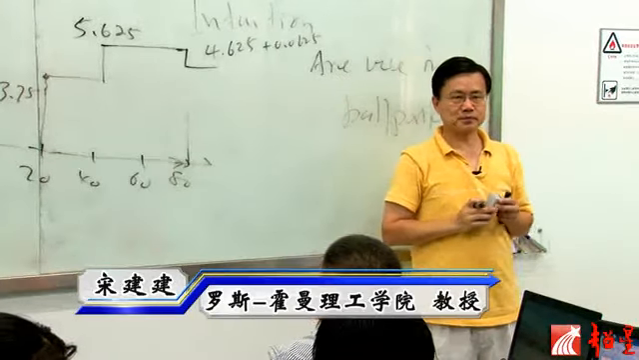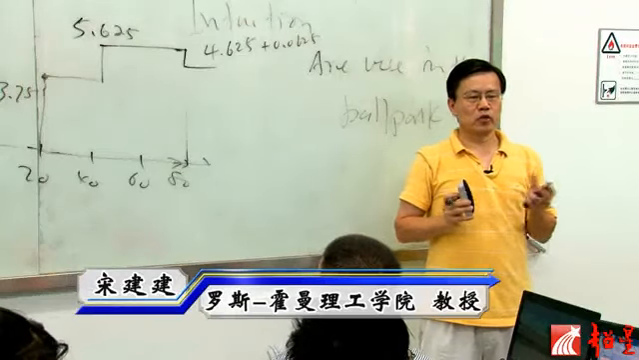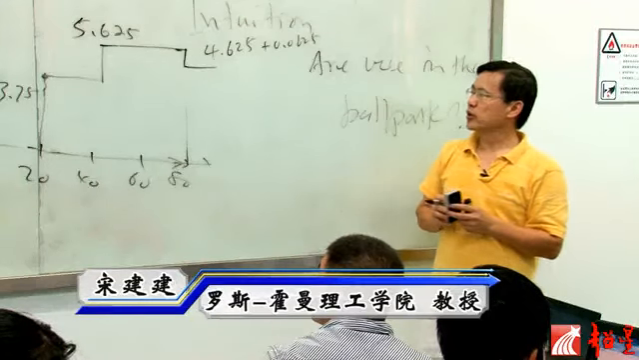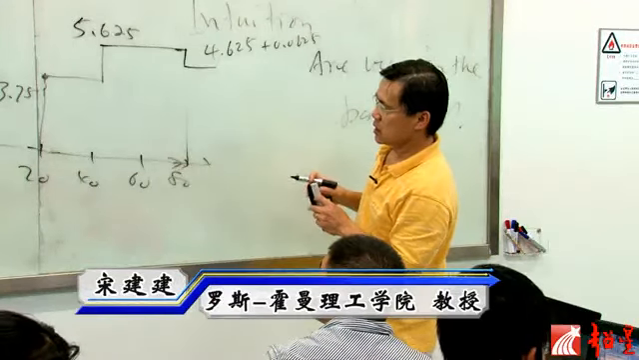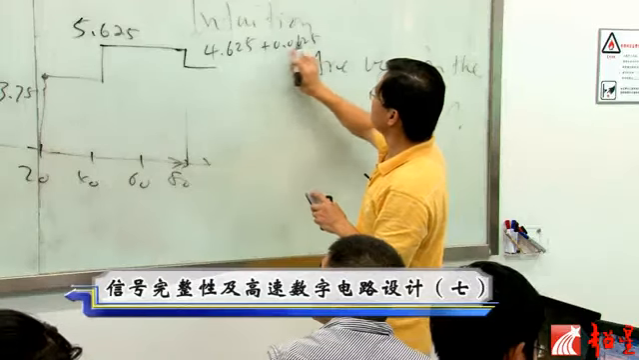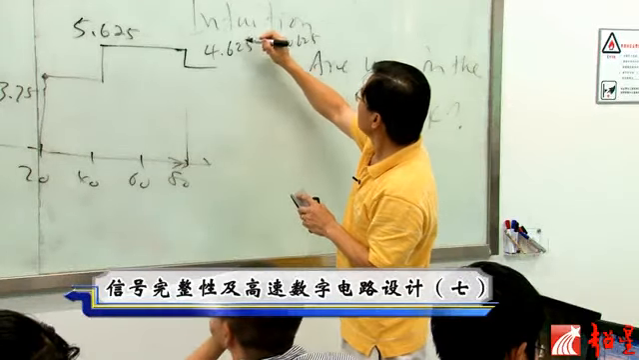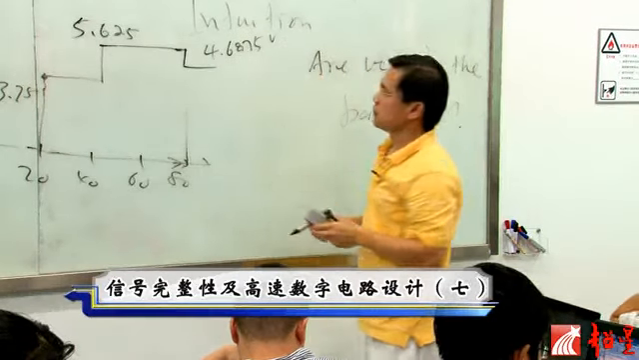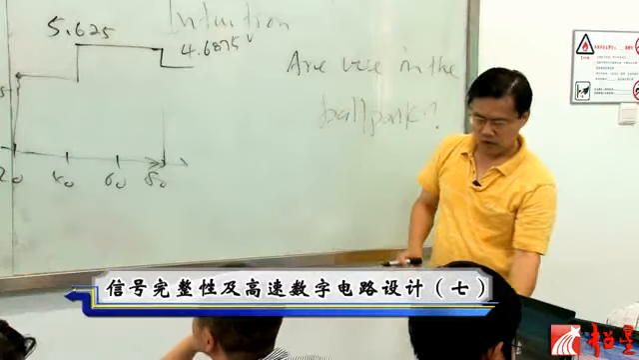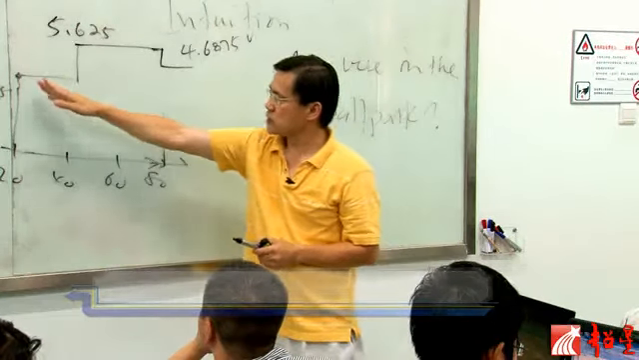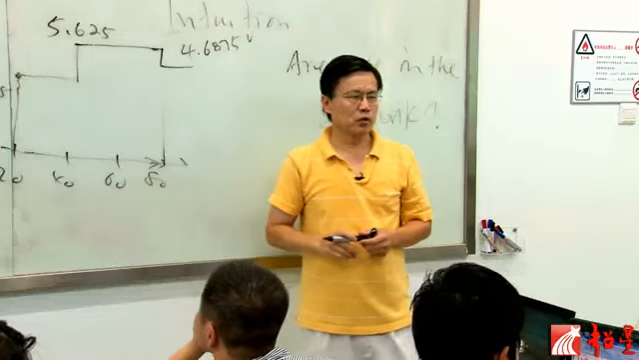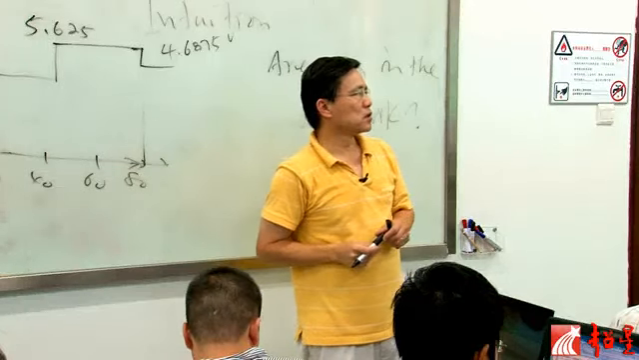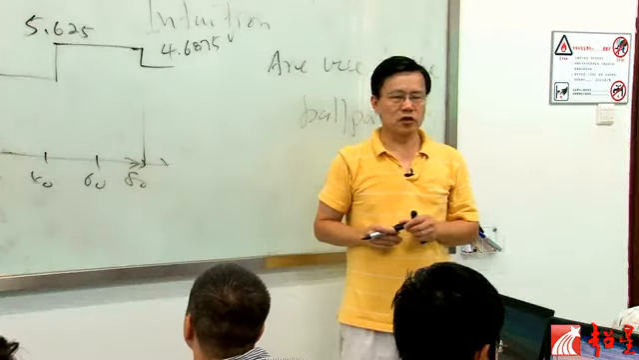Are we in the ballpark? How do we know the value is roughly correct? Okay, let me add this back. This will give you 0.875. Is this correct? Is the trend correct? How do we know? It's getting closer to 5 volts.